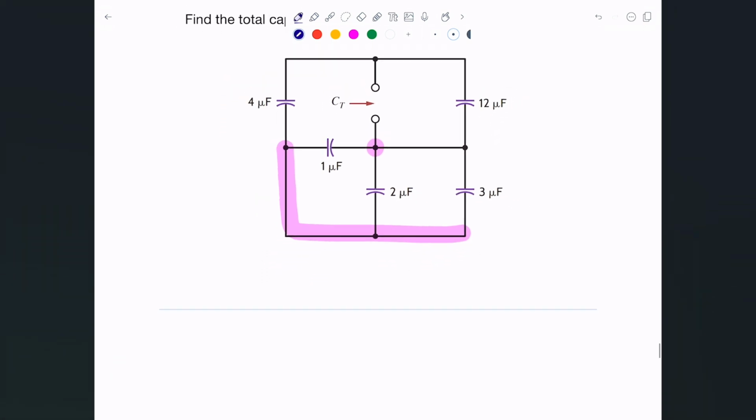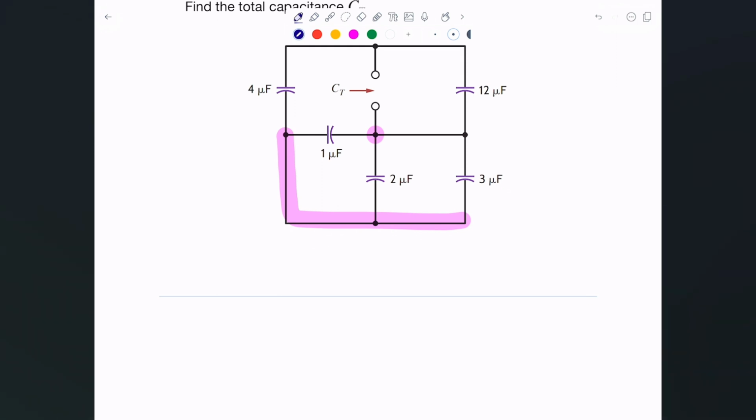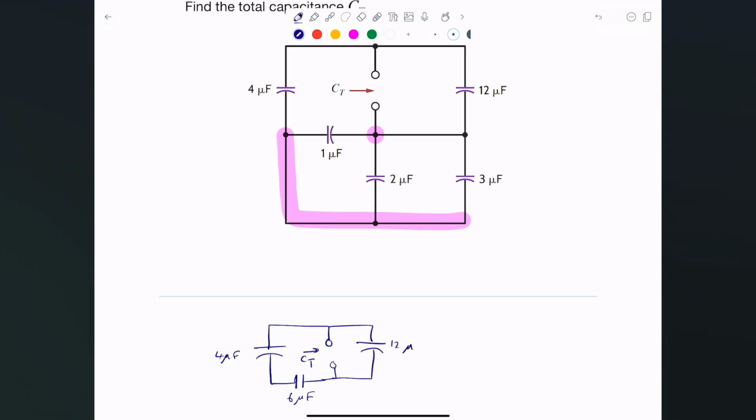And I'll redraw that circuit in here. So it will be 1 plus 2, which is 3, plus 3 is 6 microfarads. So we'll end up with something like this. Okay, that's 4 microfarads. And then it's combined with pretty much 6 microfarads in here. And then we still have this one in here, that will be C of T, and the 12 microfarads are still the same in here, that's 12 microfarads.